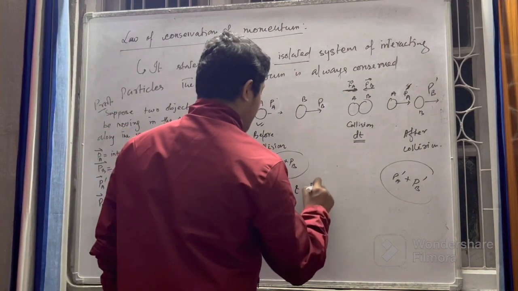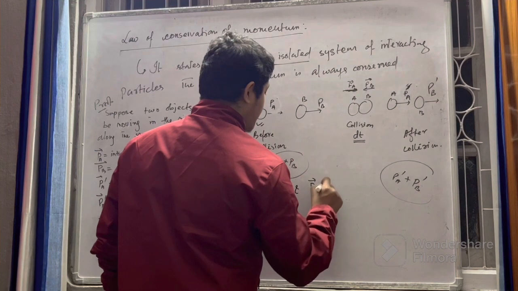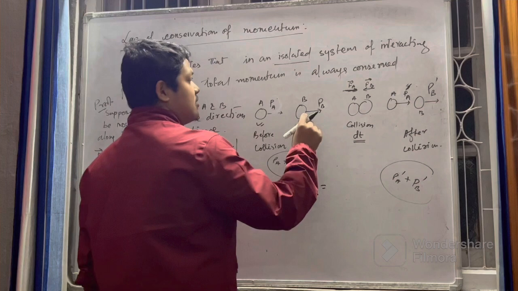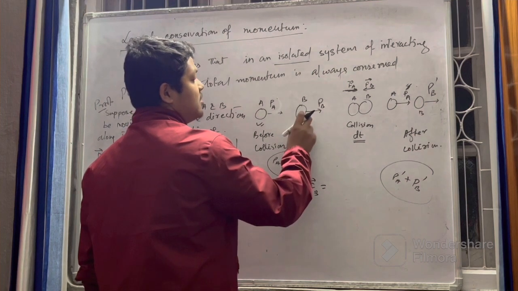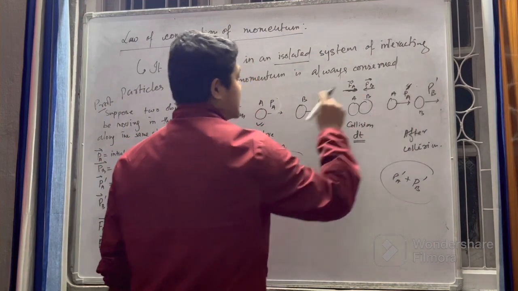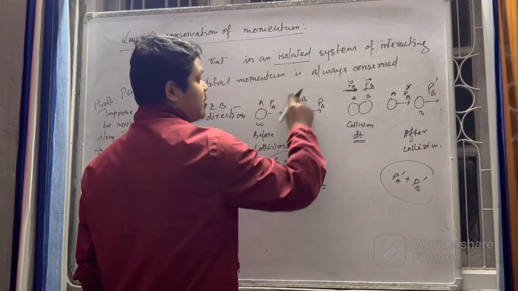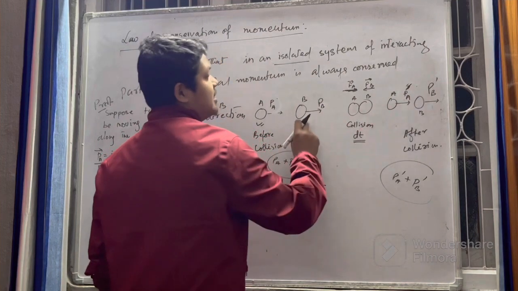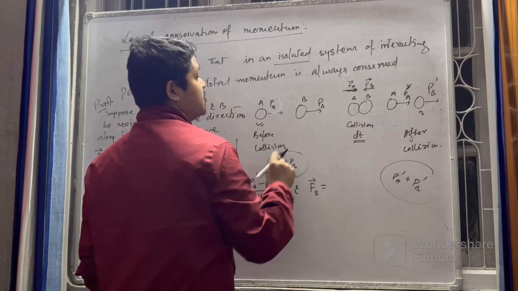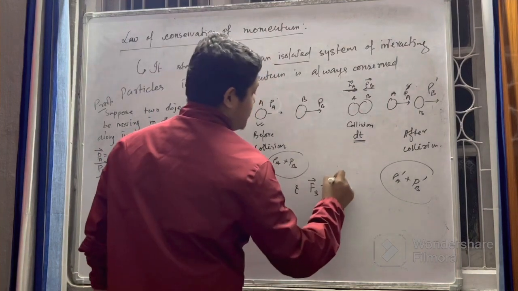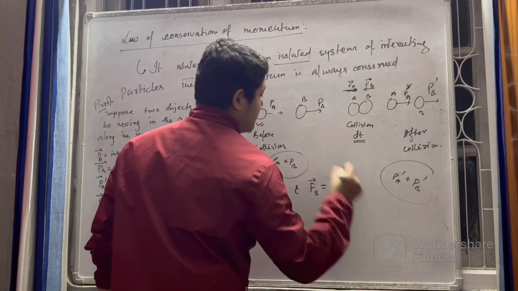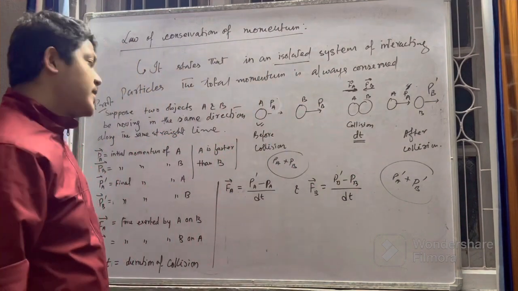Similarly, you will find the force exerted by B on A will be the rate of change of momentum of B, right? That is the final momentum of B minus the initial momentum of B. Final minus initial. Final momentum is Pb dash and initial momentum is Pb, right? So Pb dash minus Pb divided by the duration of collision, right?